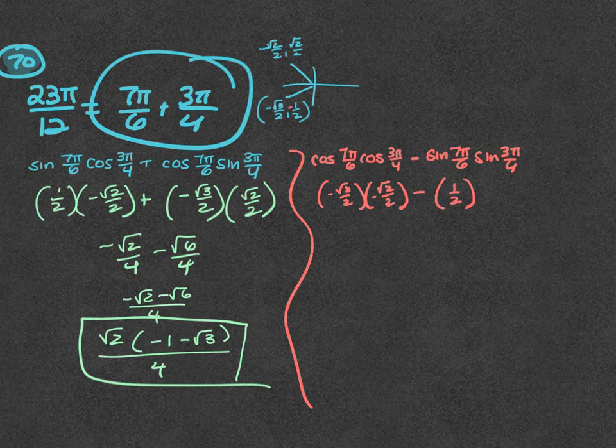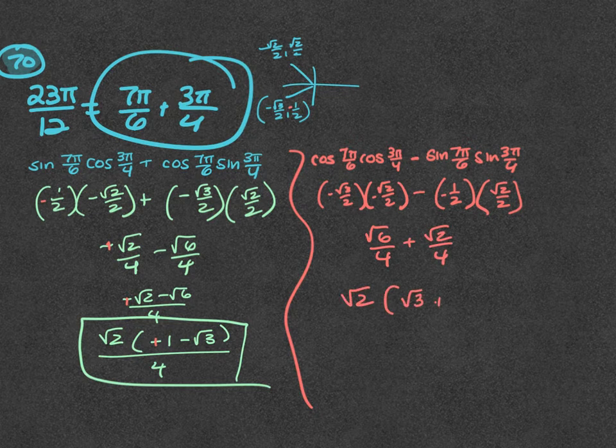Oh, this should be negative. Did I do that wrong? Yep, that should be negative. Makes that positive. Positive, positive. So sine at 7 pi over 6, negative 1/2. And the sine at 3 pi over 4, root 2 over 2. So positive root 6 over 4 plus root 2 over 4. Take out the root 2, all over 4.